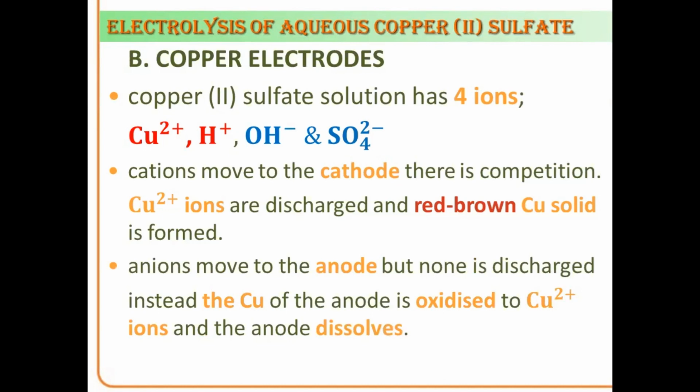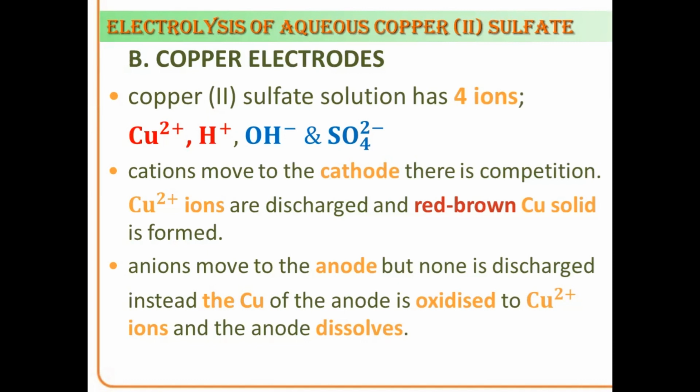When we go to the other side, the hydroxide ions and the sulfate ions move to the anode, but none of these ions is discharged. Instead, the copper of the anode, the metal itself, is oxidized to copper 2 plus ions and goes into solution. This means that the anode dissolves. So for the electrolysis where we are using copper electrodes, the color of the solution remains the same. It does not fade. Why?